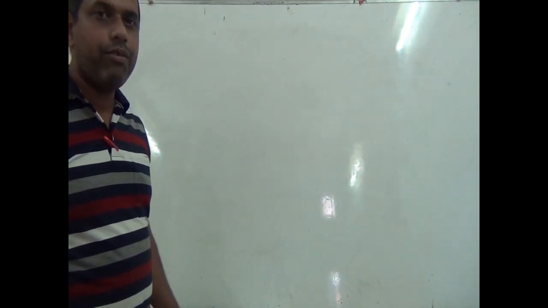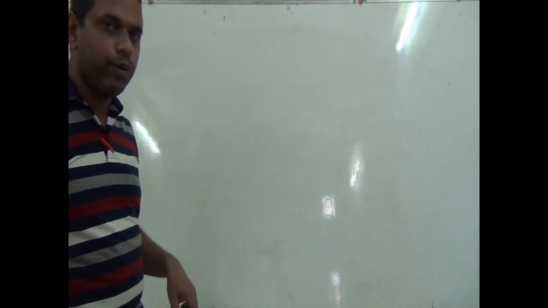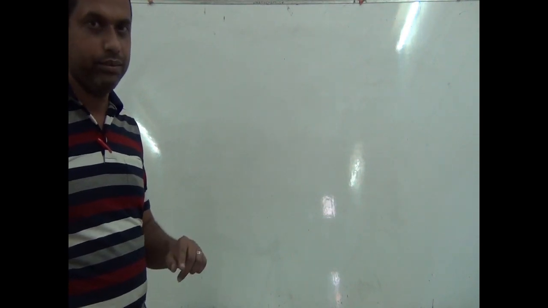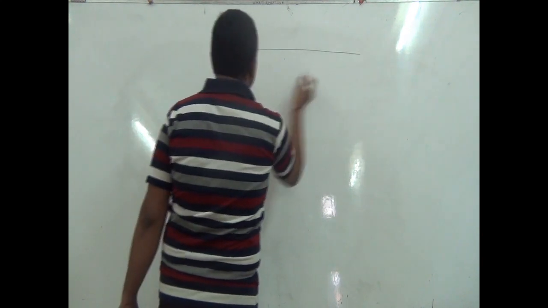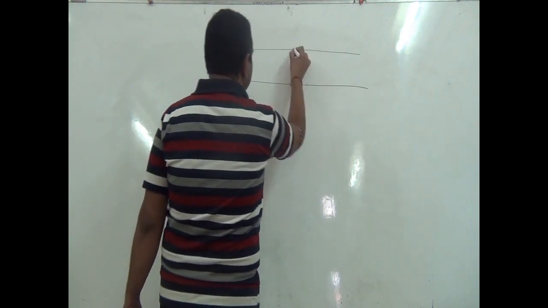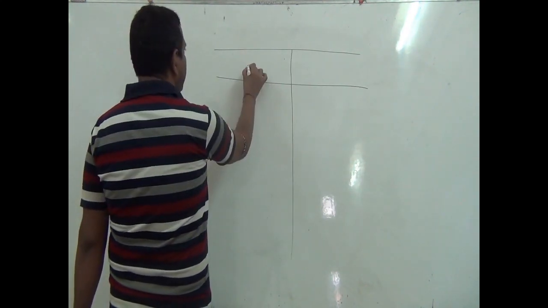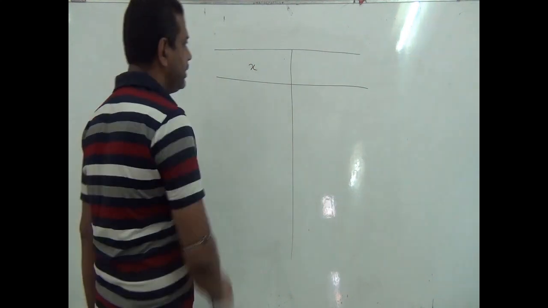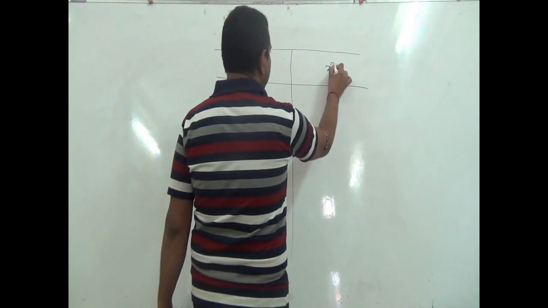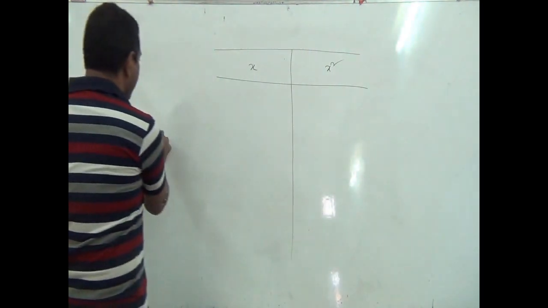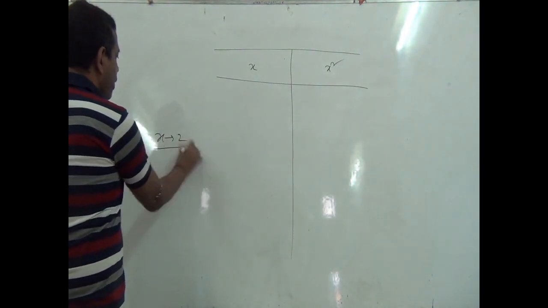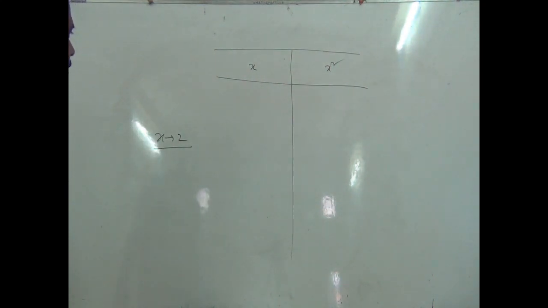Now we want to find, when x tends to 2, what x square tends to. For this, we prepare a table. In the first column we take x and in the second column we take x square. Now x tends to 2, so x is near about 2 but not equal to 2. When x is less than 2, that is the left hand side of 2, we take some points.